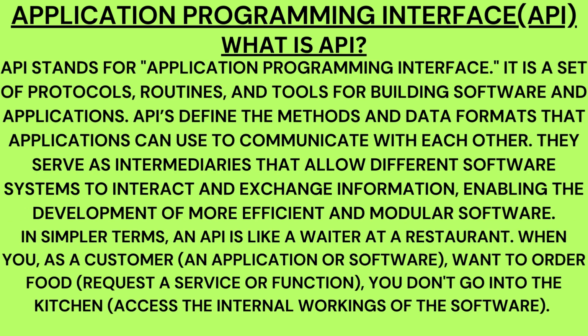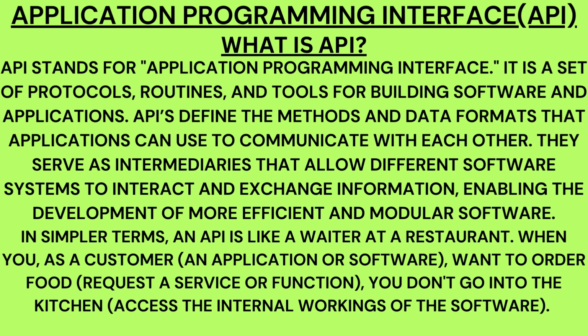What is API? API stands for Application Programming Interface. It is a set of protocols, routines, and tools for building software and applications. APIs define the methods and data formats that applications can use to communicate with each other. They serve as intermediaries that allow different software systems to interact and exchange information, enabling the development of more efficient and modular software.